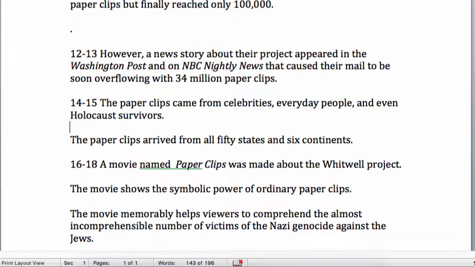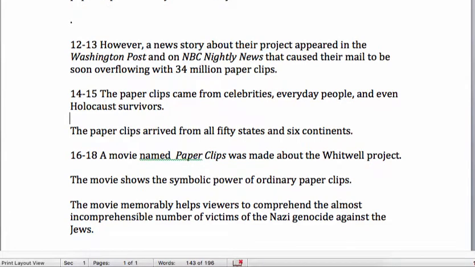Next one, the paper clips came from celebrities, everyday people, and even Holocaust survivors. Then we've got the paper clips again. And what are they doing? Well, they arrived, so in this case, you can put that or you can put which.